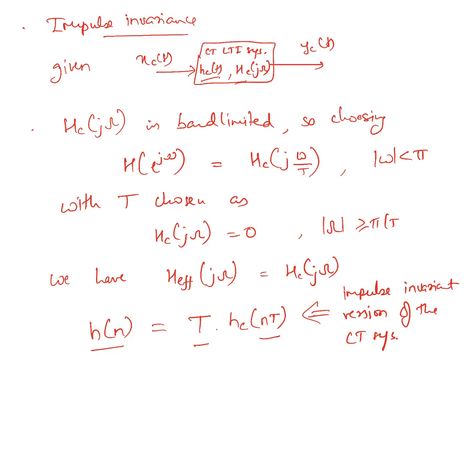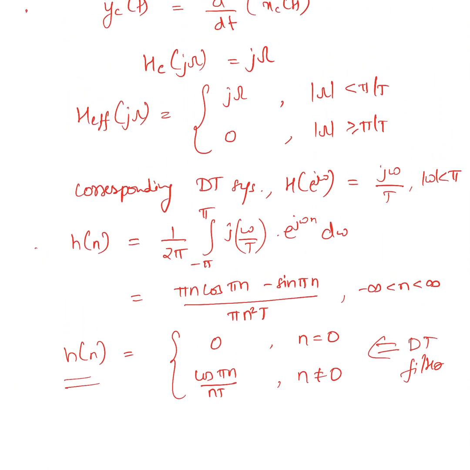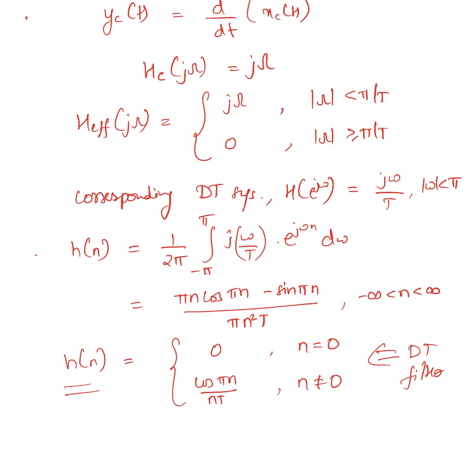So many times you can use this impulse invariance property to compute the impulse response of the discrete time system, or you can carry out the same analysis that we have done above, so that we can see how a continuous time system can be implemented, or how we can process a continuous time signal in the discrete time. Okay, so I think we can stop here today.